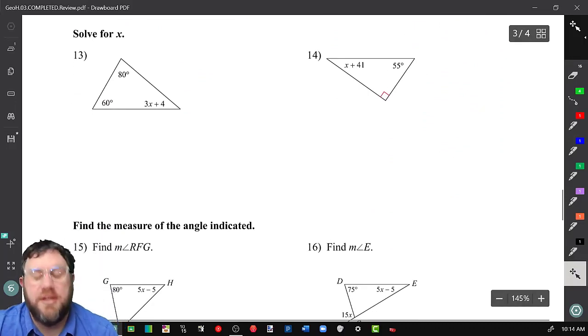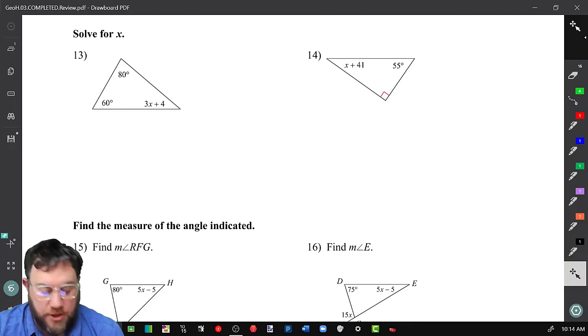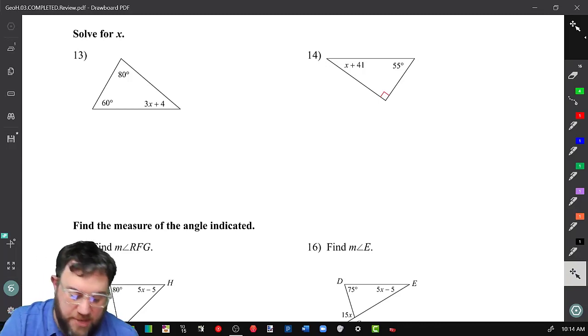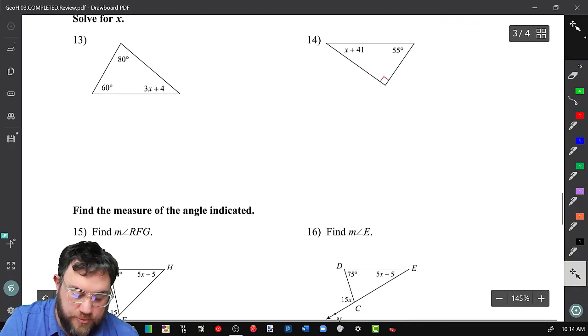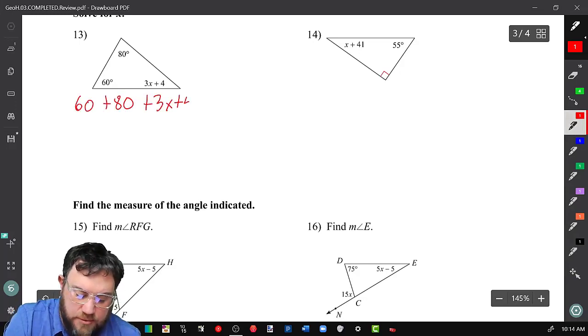All right, for 13 and 14, we want to solve for x. Remember, the three angles of a triangle add up to 180. So in number 13, we'll add all three of them up to get 180. 60 plus 80 plus 3x plus 4 equals 180.